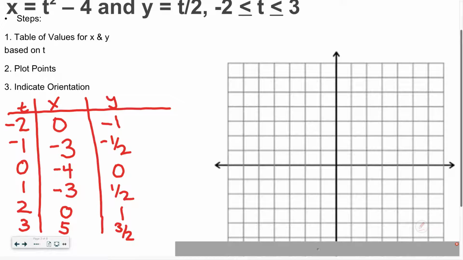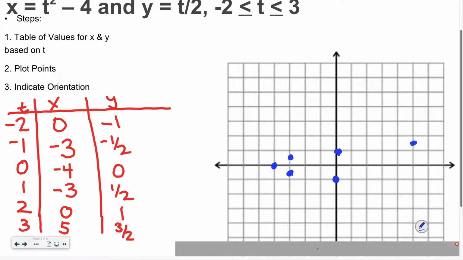Okay, so now we're going to plot these points. And we need to plot these in order from t is smallest to greatest and pay attention to where these fall. So first we have 0, negative 1. Then we have negative 3, 1/2. Then we have negative 4, 0. Then we had negative 3, 1/2. Then 0, 1. Then 5, 3/2.